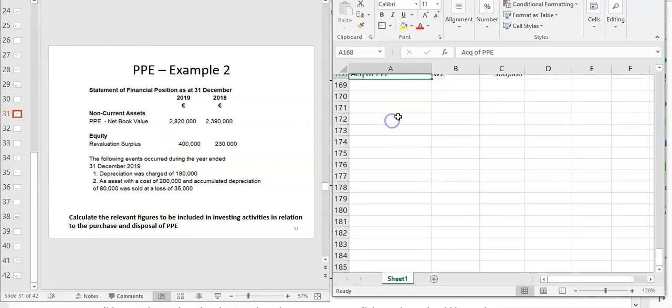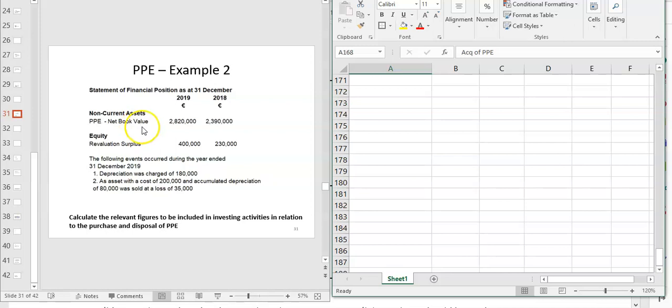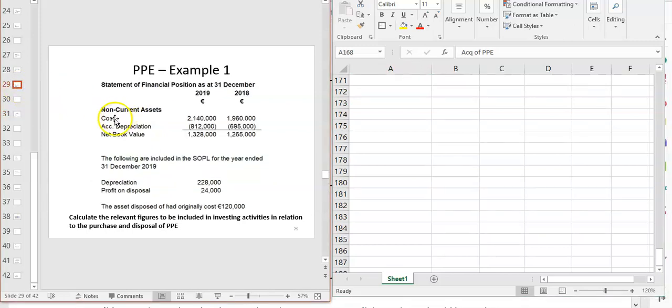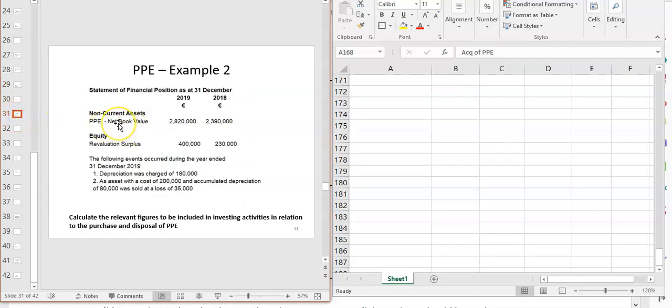But it's given slightly differently now, whereas we're now given a single line item for property, plant and equipment. In example 1, it was split between cost and accumulated depreciation. In example 2 now, it's net book value. So cost and accumulated depreciation are in together. And we're also given a revaluation surplus that has gone up by 70,000 in the 2019 year. So they tell us depreciation was 180, an asset with a cost of 200 and accumulated depreciation of 80 was sold at a loss of 35.